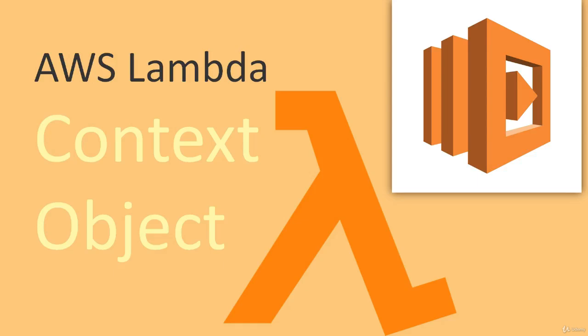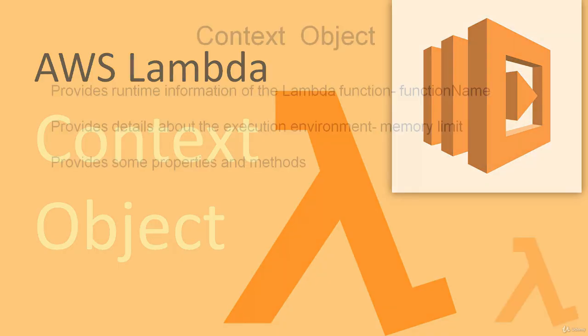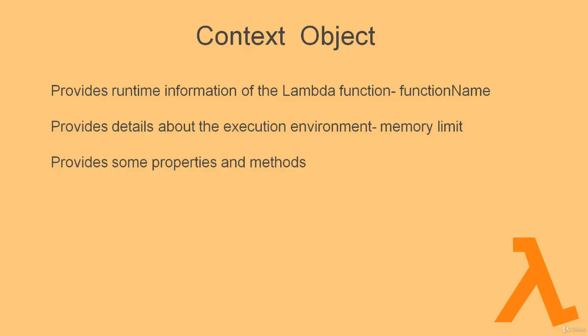We have learned the handler function for AWS Lambda function, and we have also learned the event object. And now we are going to learn in this video about the context object. So what is the context object? It provides runtime information of the Lambda function like function name, version, and other information.